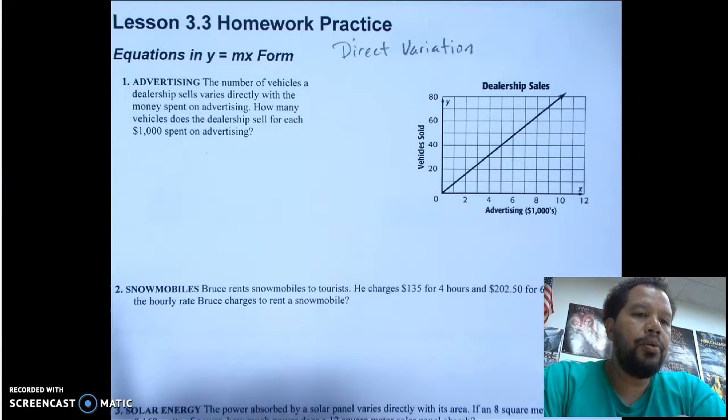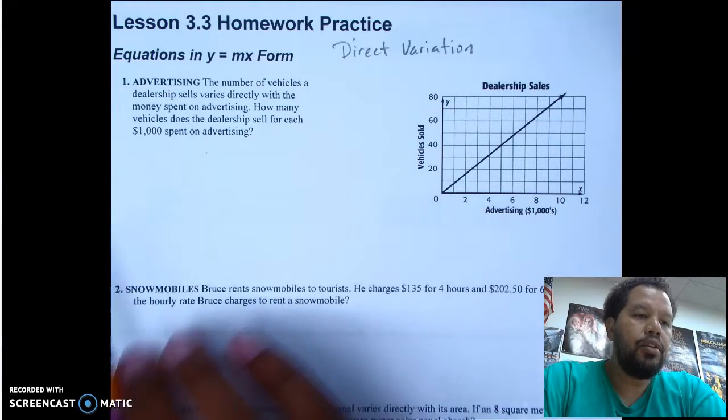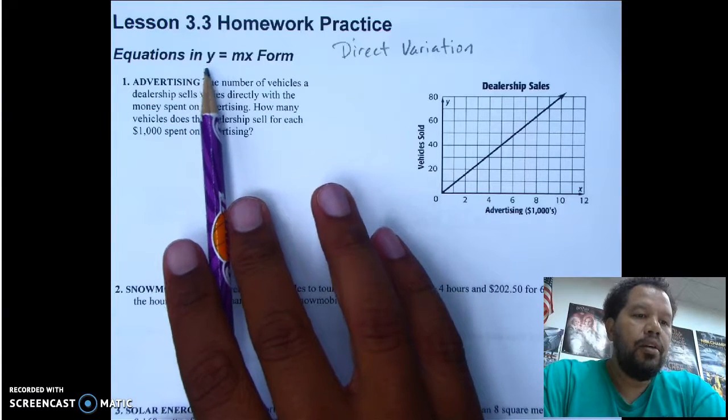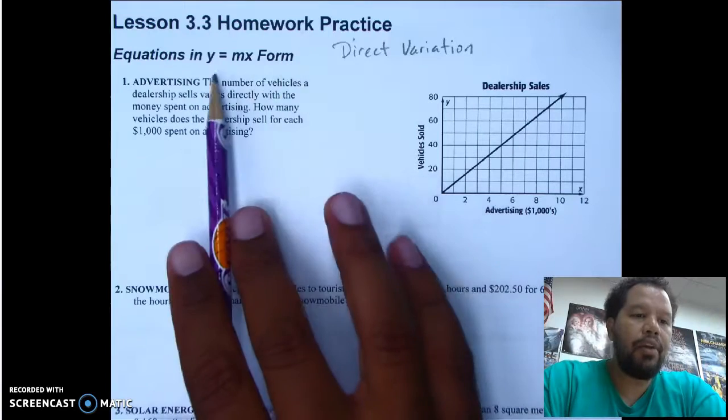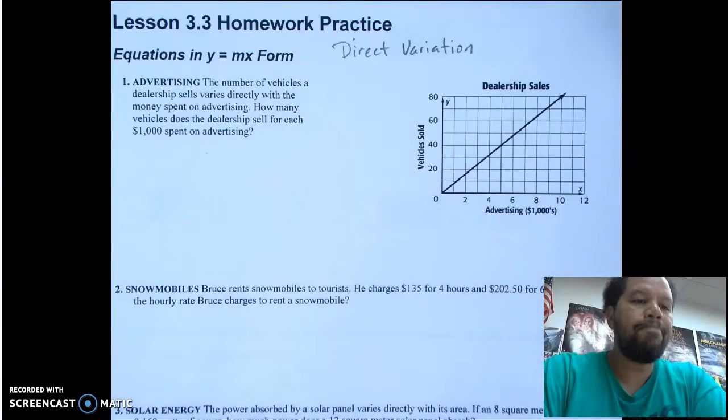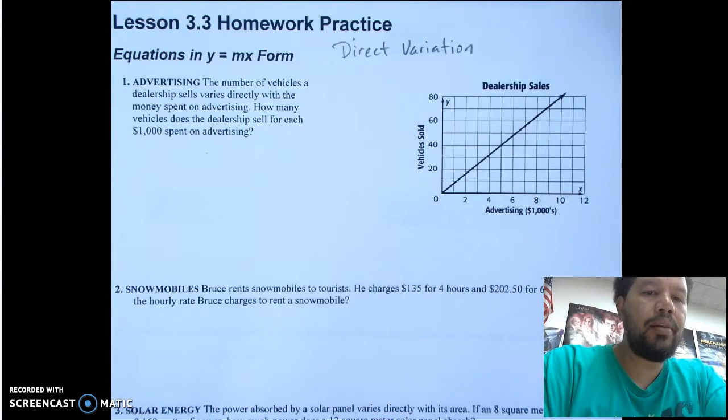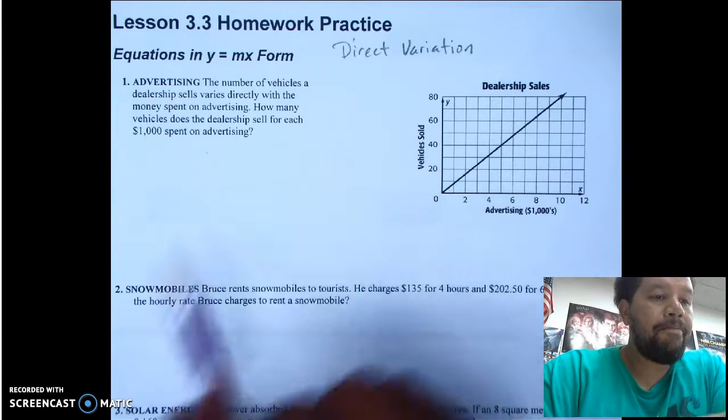All right, lesson 3.3, direct variation. And this is the equation in y equals mx form. So this is what direct variation looks like in this form right here. And I'm going to work through just a few problems so that you can do your homework.